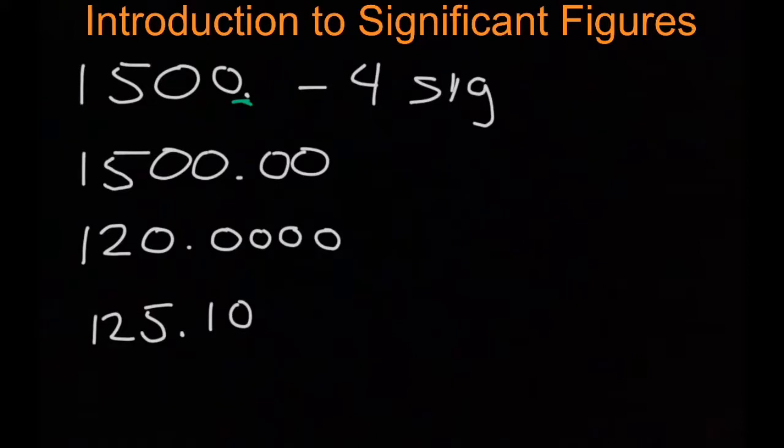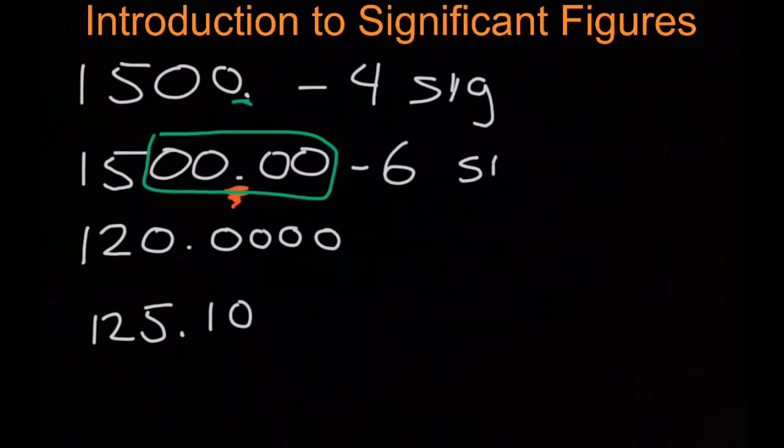So all trailing zeros with decimals are considered significant. Therefore, all numbers with trailing zeros that have decimals are significant. Let's try 1500.00. Since we know that all numbers with trailing zeros that have decimals are significant, we can identify our decimal right here. So all these zeros right here are considered significant. So we have a total of 6 significant figures for this number.